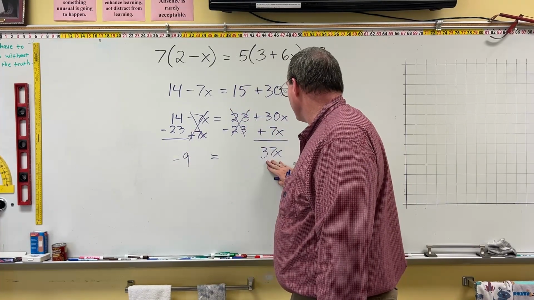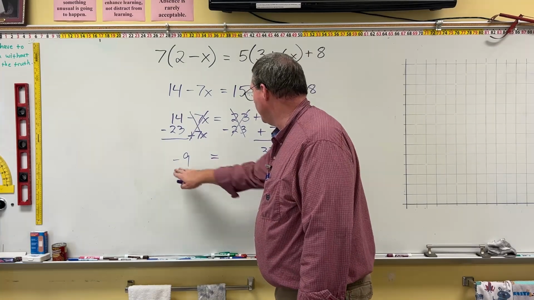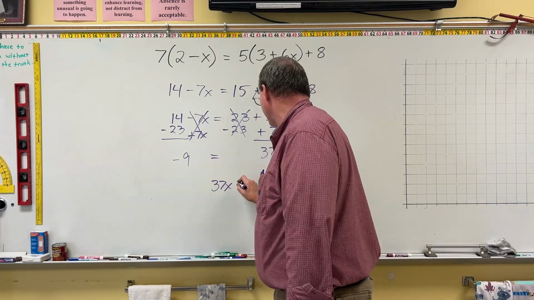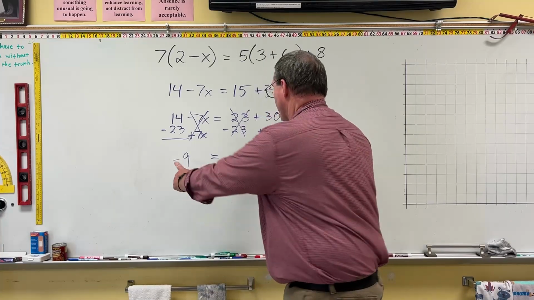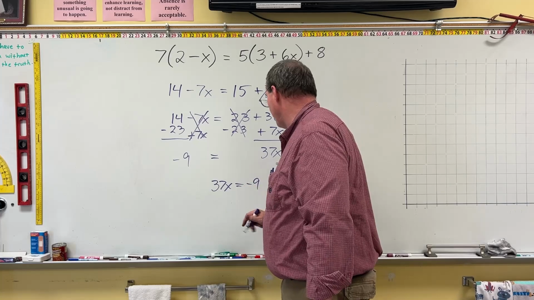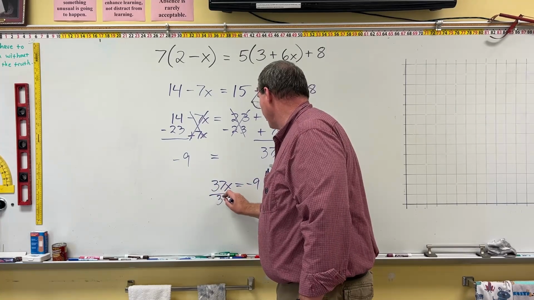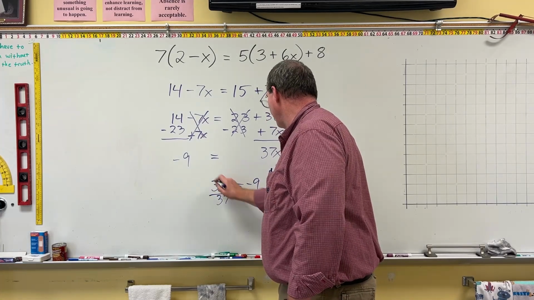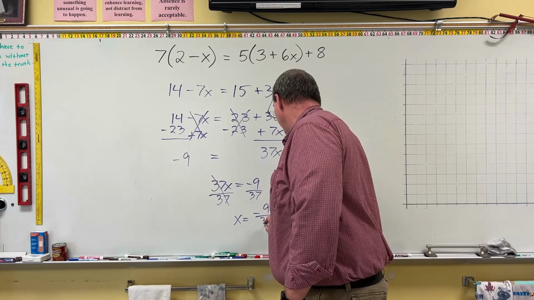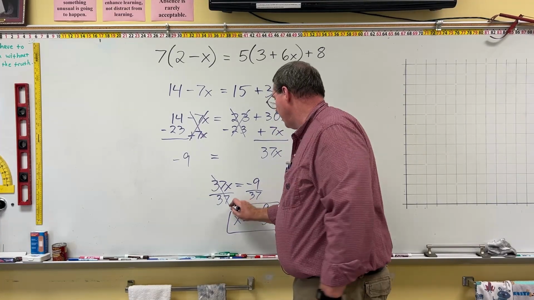And so now we have 37x is equal to negative 9. We can rewrite that this way. We can just put the 37x on that side and then negative 9. That's okay to switch everything to the other side. This says the same thing. Now we're going to divide by 37, divide by 37, cancel, and we get x is equal to negative 9 over 37, and that is our final answer.